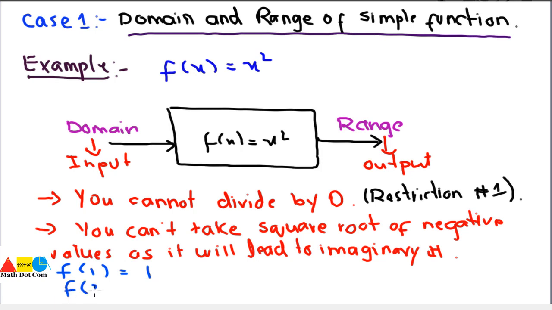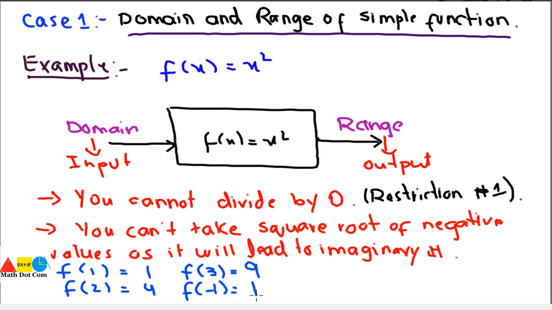If I put f of 2, it will give you 4 because this is a square. 2 square is 4. If I put f of 3, it will give you 9. But what if I put negative values? If I put f of minus 1, what will I get? I'll get 1 again. That is the same as f of 1.